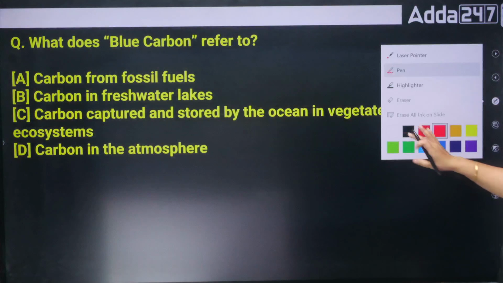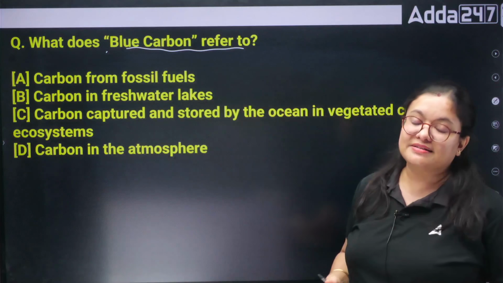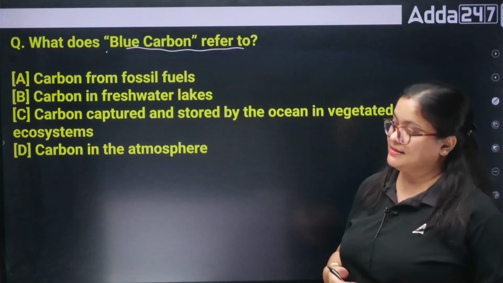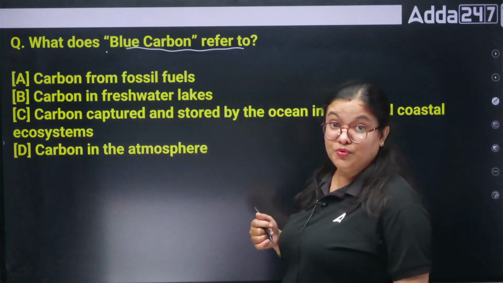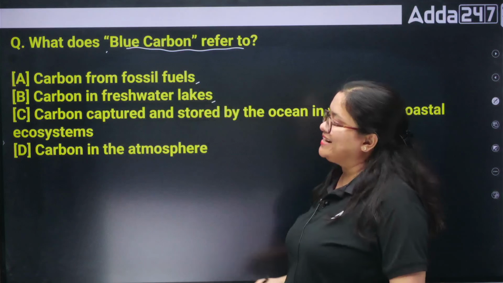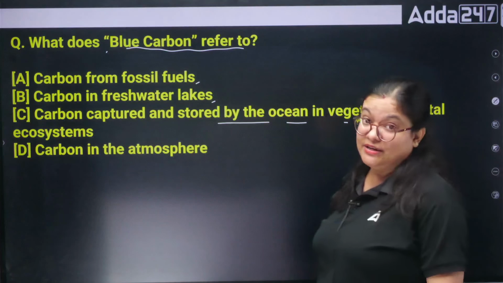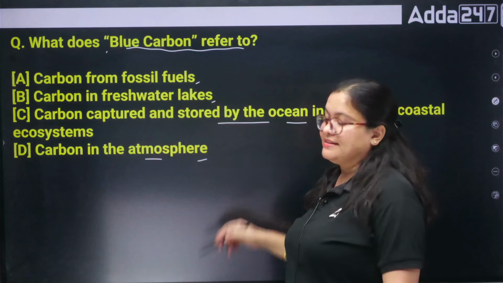So what does blue carbon refer to? This is a very important question. This question came recently in the railway and the SSC exam. Whenever we say the word blue carbon, what does it mean? Is it the carbon from fossil fuel, from a freshwater lake, carbon captured and stored by the ocean in vegetative coastal ecosystems, or is it carbon in the atmosphere?